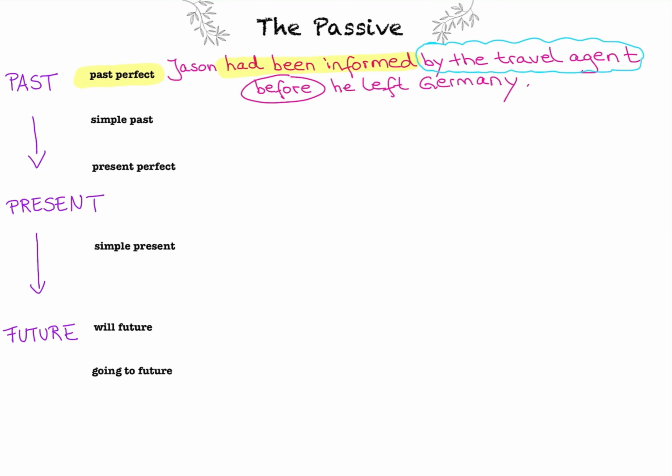Be aware of the fact that the second part of the sentence contains the active form of the simple past, because it's actually he who left Germany and plays an active role.